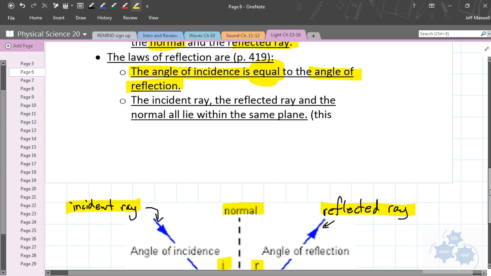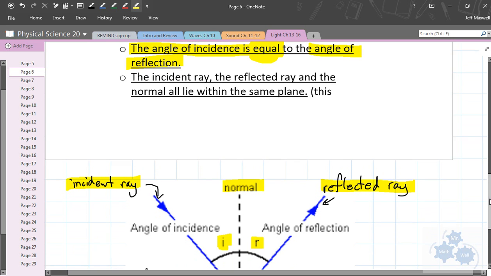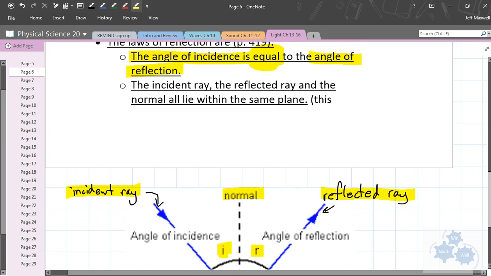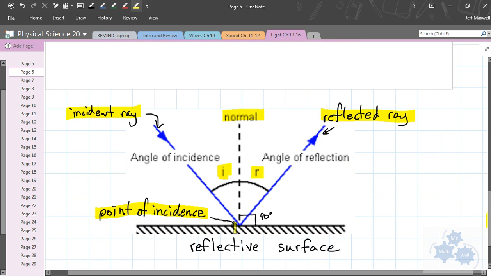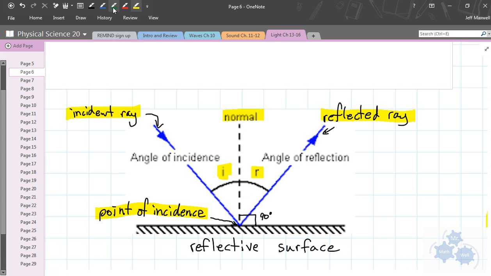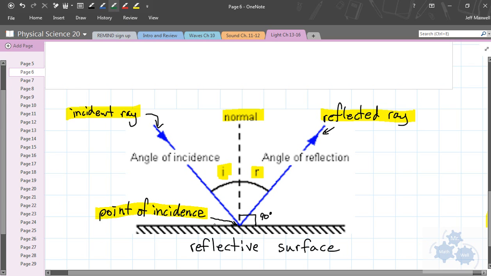So because light travels in straight lines, whatever angle this incident ray comes in at, it will leave at the same angle. Now some of you may be asking, well, aren't these angles equal as well? Yes, they are. This is not the angle of incidence, but whatever angle this is, it would be 90 minus i. These would be the same in the diagram as well. But anyways, whatever angle it comes in at, it also leaves the surface at.